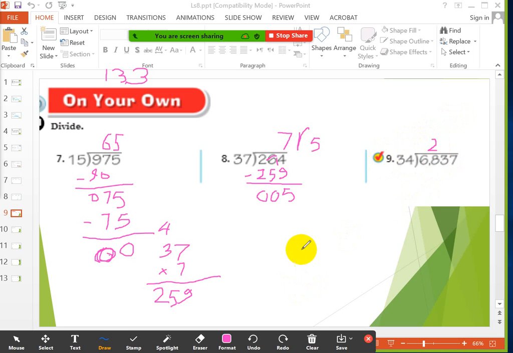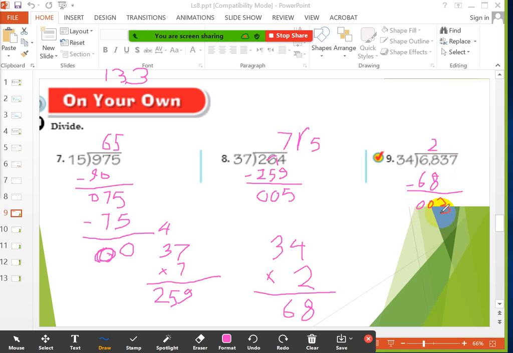Now 2 multiplied by 34. Let's try. 2 multiplied by 4 equals 8. 2 multiplied by 3 equals 6. So it will be exactly 68. If I subtract, it will be what? It will be 0. Then I will take the 3.